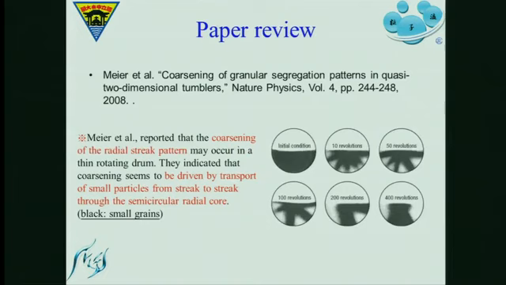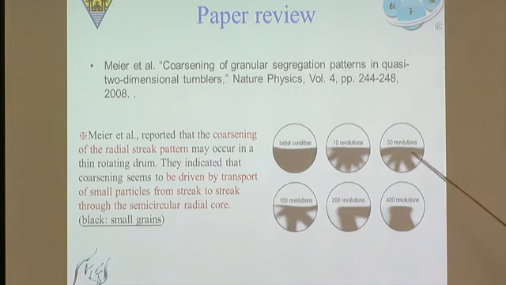And then the second is by Miller et al. They reported the cause of radial streak patterns. As we see here, again, the small particles are black. Initially it's like this, and after they rotate about 10 revolutions, they found the streak. They continue to rotate, the streak becomes coarsening, and the last becomes like this. So they indicate that coarsening seems to be driven by transport of small particles from streak to streak through the semicircular radial core.